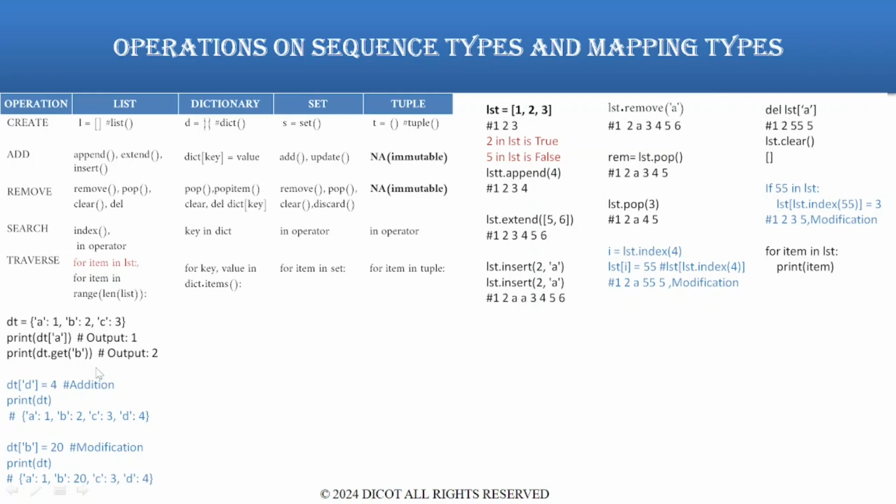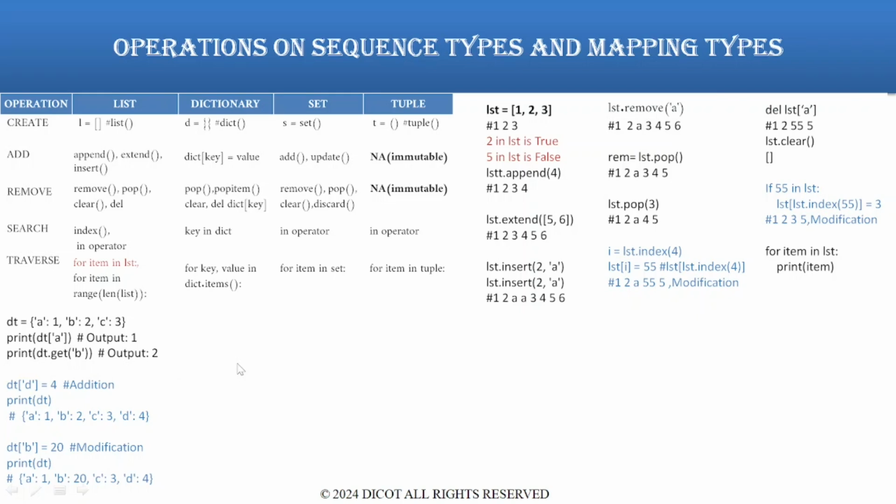Next, we can modify an element. dt of D assigned 4 will add the key D to the dictionary, since D is not already present in the dictionary. We can modify the element by using dt of D assigned 20. Initially D was 4, now it has been modified to 20. This way we can add or modify an element in a dictionary.